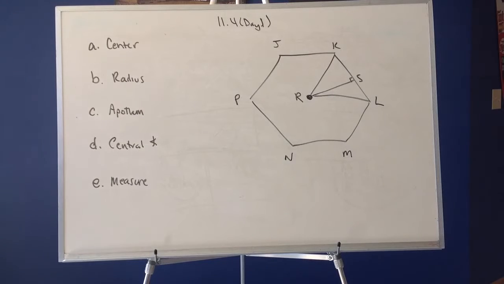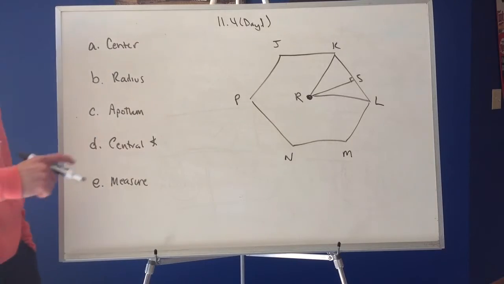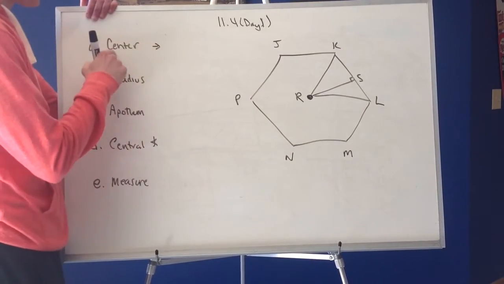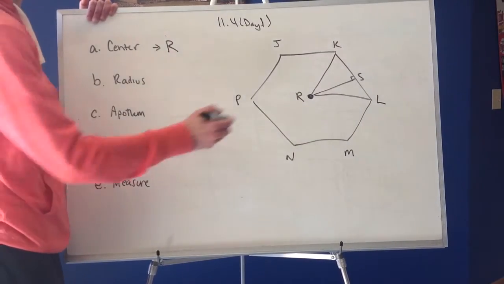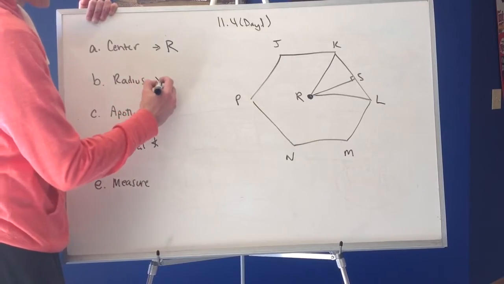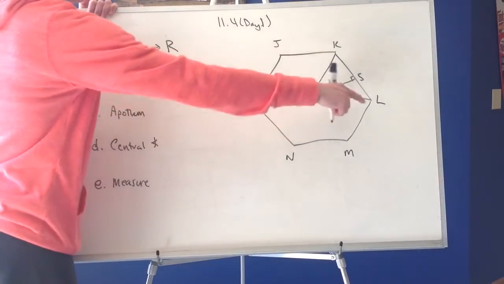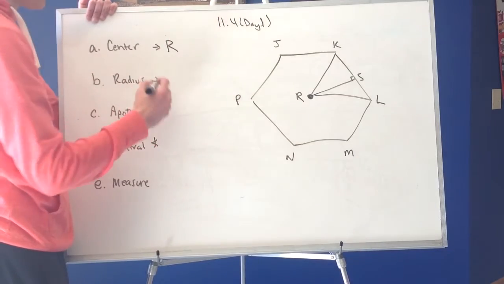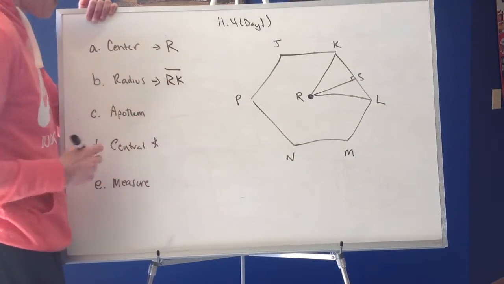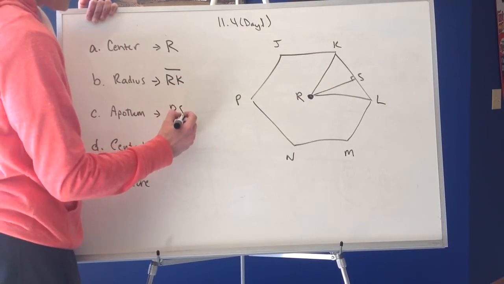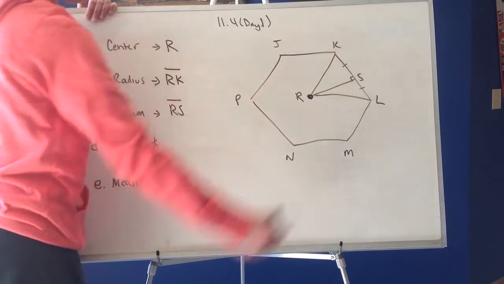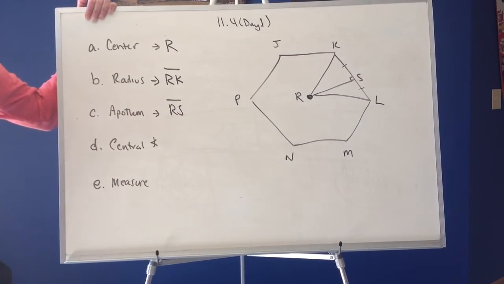Alright, if we jump into the first example here, it just has you working on the vocab, because we have to know how to name things before we can go any further. The first one they've got is the center. So the center of our hexagon would be R. For radius, you have 6 options, your choice. I'm just going to go with RK, but you could go RL, RM, RN, RP, or RJ, it wouldn't matter. For the apothem, there's only one of these drawn in, and that would be from R to S. You'll notice the right angle marking, and it will also end up cutting the side into equal pieces, which will be big for us when we move into the next example.